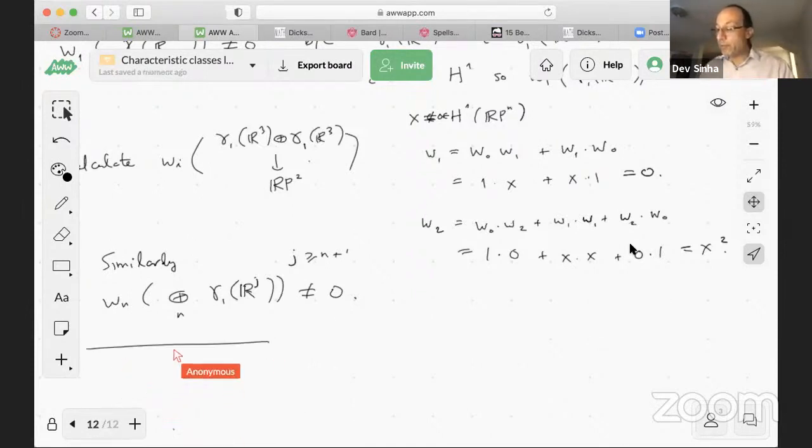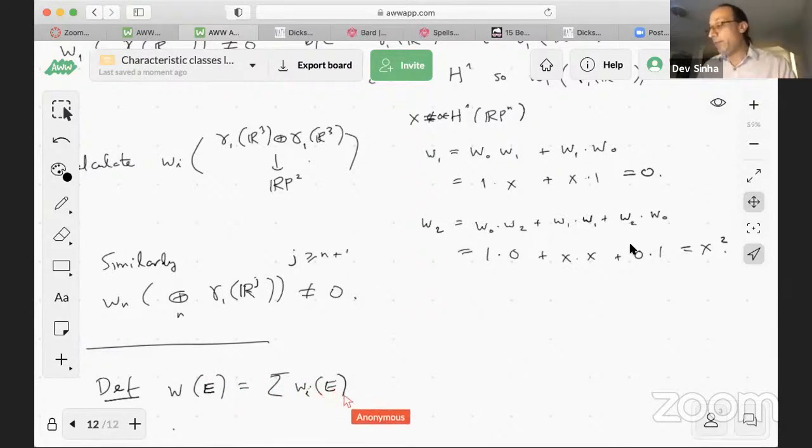But first, let's reformulate our workhorse Whitney sum formula. Let's define W of E to be this silly sum. It's just going to be the sum over all Stiefel-Whitney classes. And I say silly because we normally don't think of adding cohomology classes in different degrees. So this is just formal. It's in the direct sum of the cohomology.